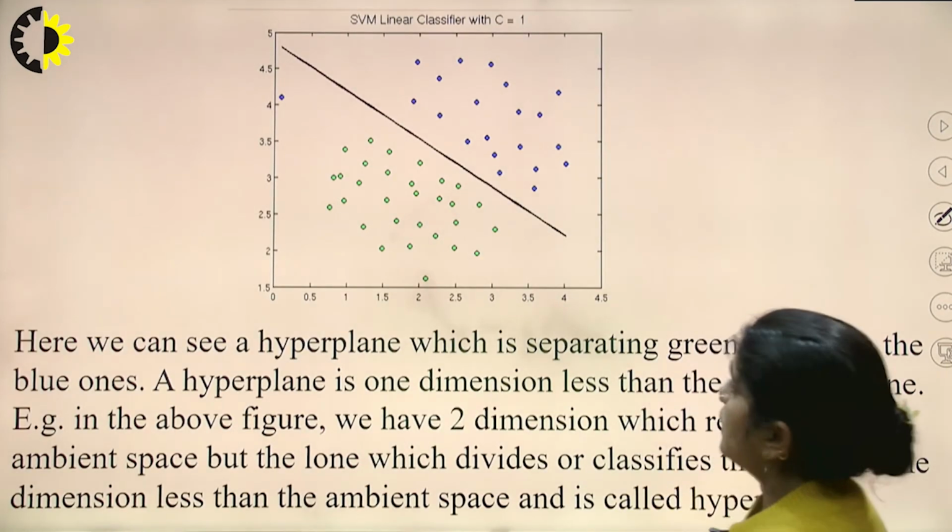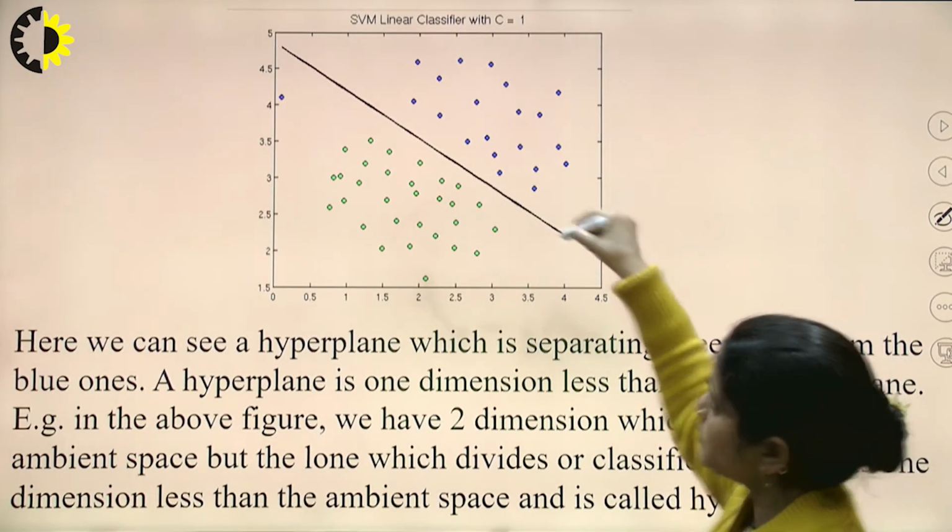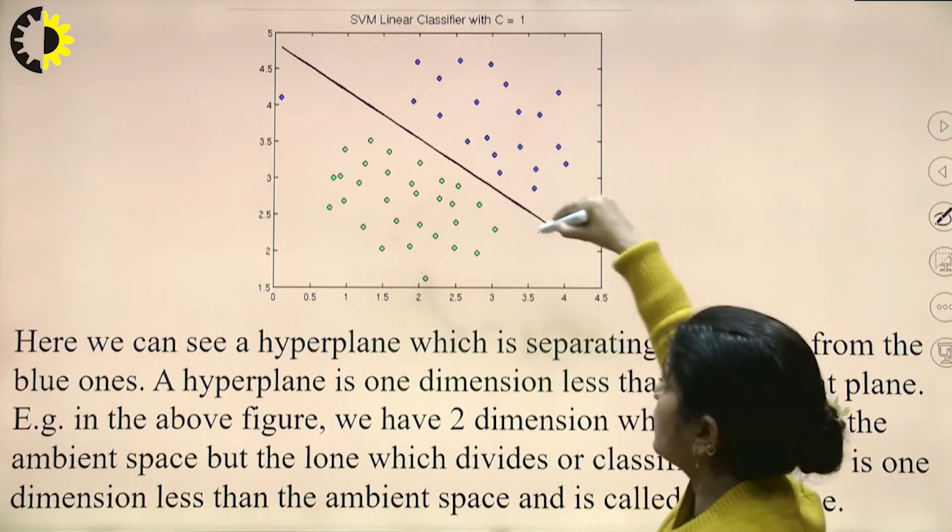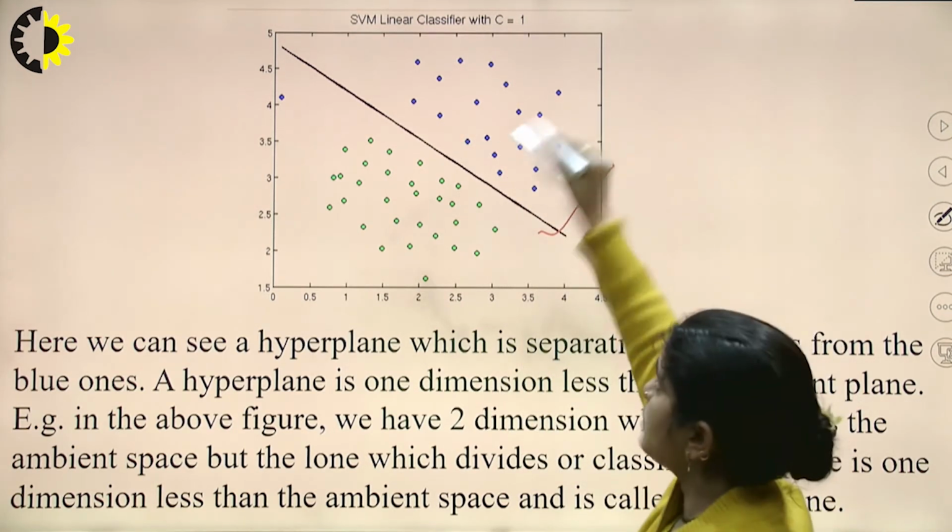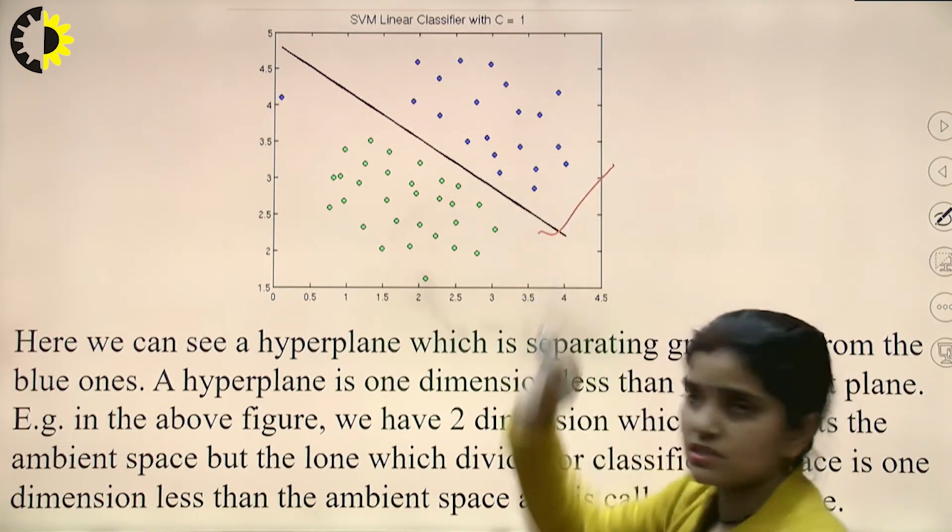Now here this is a graph in which a separation line is drawn. We can see here that the data points are separated. The blue dots and green dots are separated here.